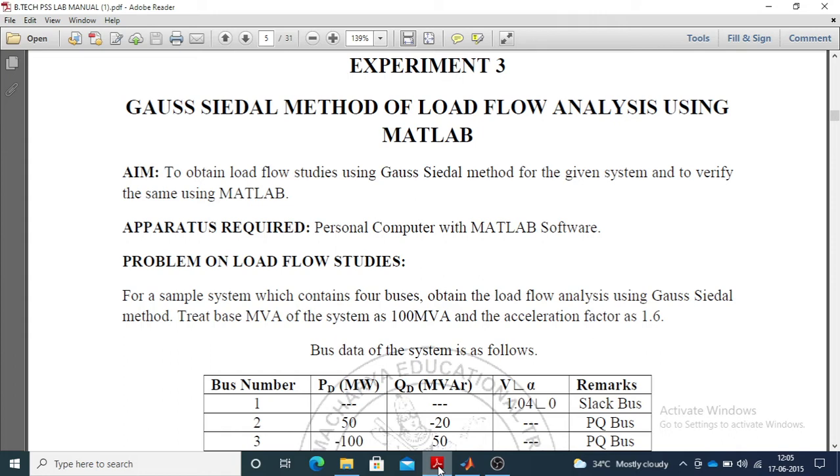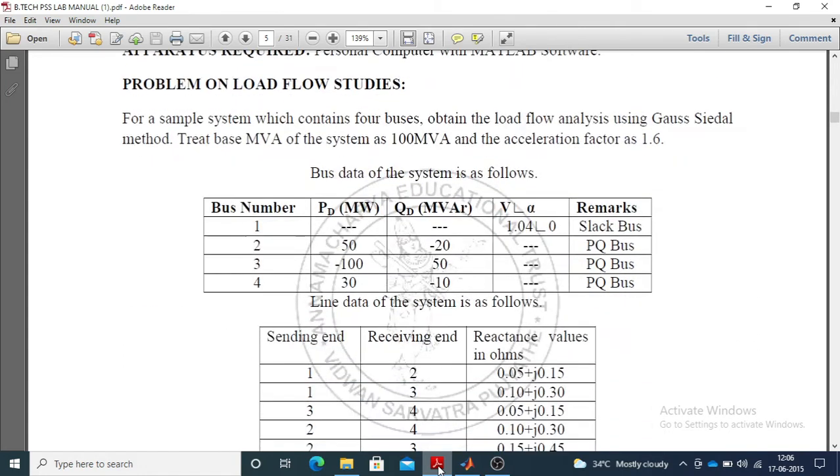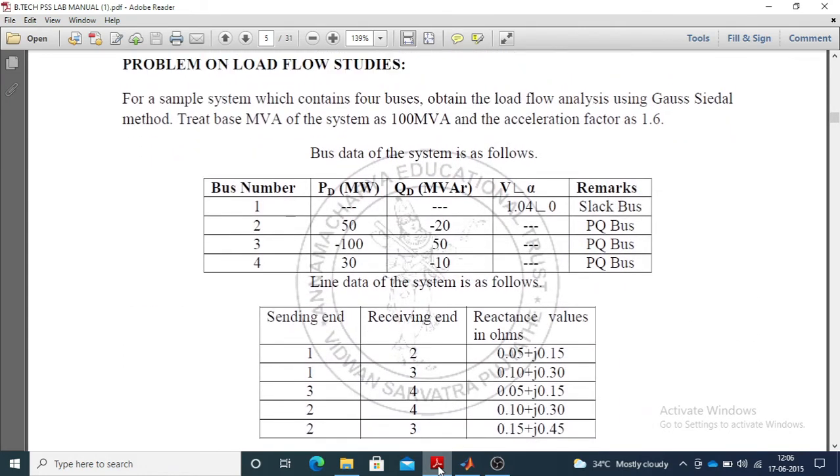In this session, I would like to discuss the third experiment in Power Systems Simulation Laboratory, titled Gauss-Seidel Method of Load Flow Analysis using MATLAB. On the left side of your observation pad, take down the question: for a sample system which contains 4 buses, obtain load flow analysis using Gauss-Seidel method. Treat base MVA of the system as 100 MVA and acceleration factor as 1.6.